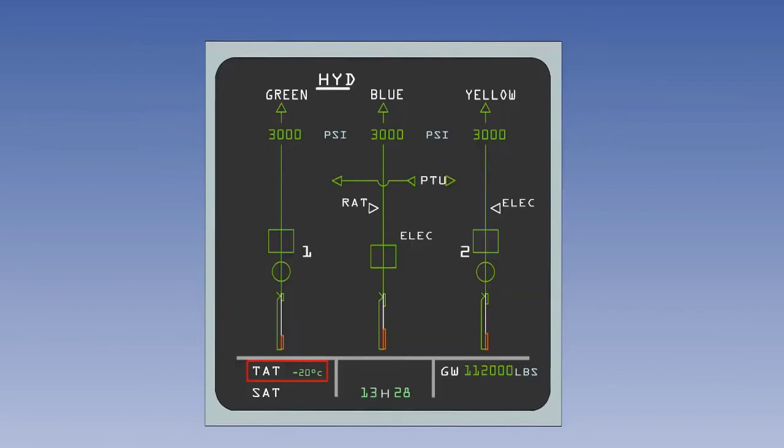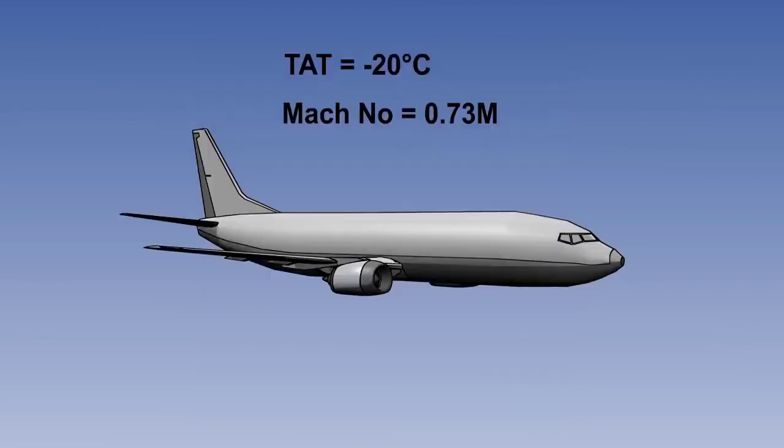Now, let's try a worked example. You are in a Boeing 737 and your indicated TAT is minus 20 degrees Celsius. The Mach number is 0.73, which is a typical speed for a Boeing 737 in long-range cruise mode. The recovery factor is 0.98, which is a typical value for a modern TAT probe. The value for Kr, the recovery factor, is determined by flight testing and is published in the operating instructions for the aircraft.